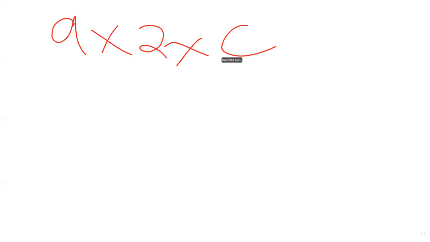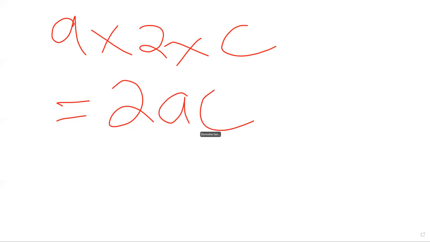So here we go. Question 1 says A times 2 times C, and that's simple. All of these are being multiplied. You just need to write down the number first. It's 2AC. You can pause to make corrections because I won't stop the video.